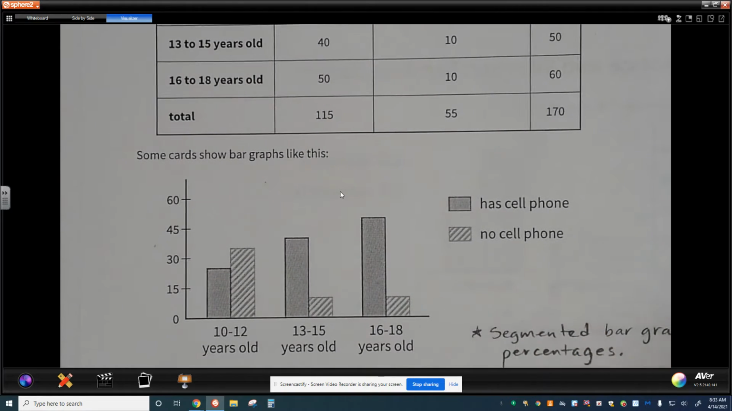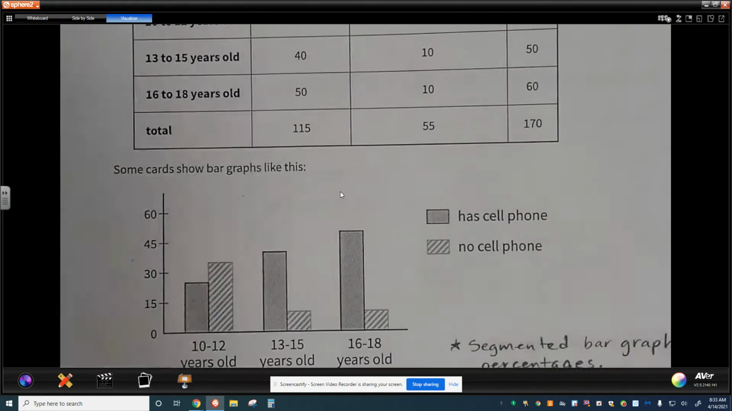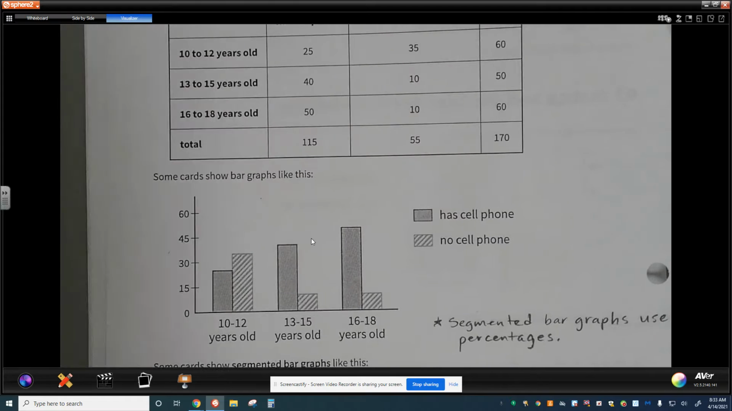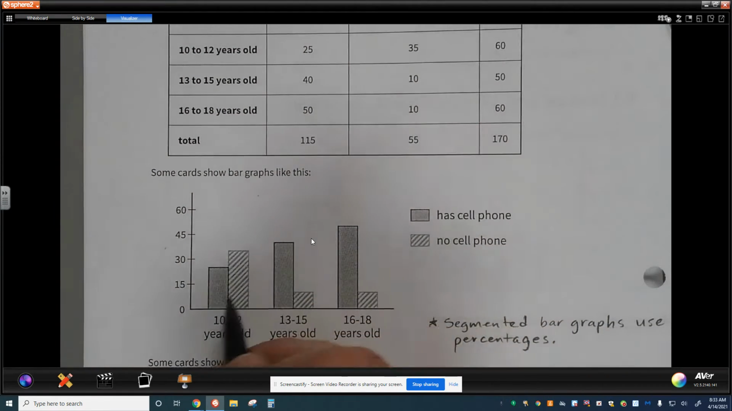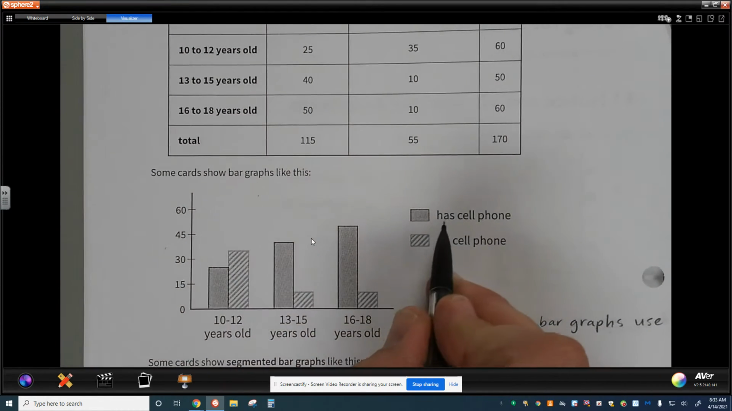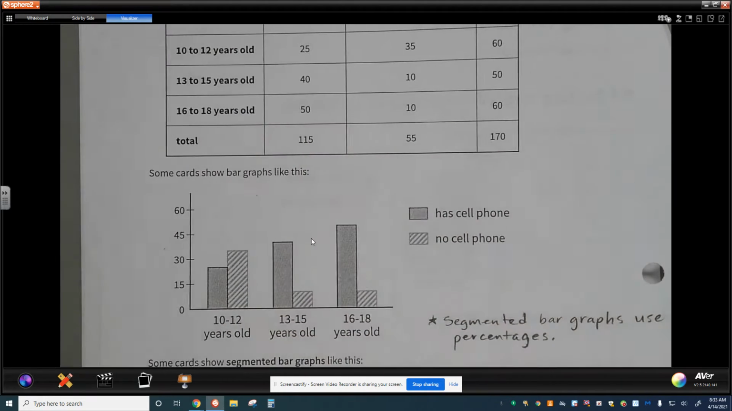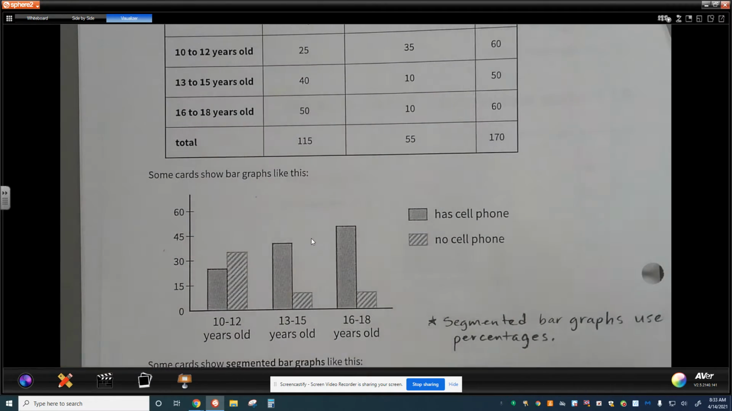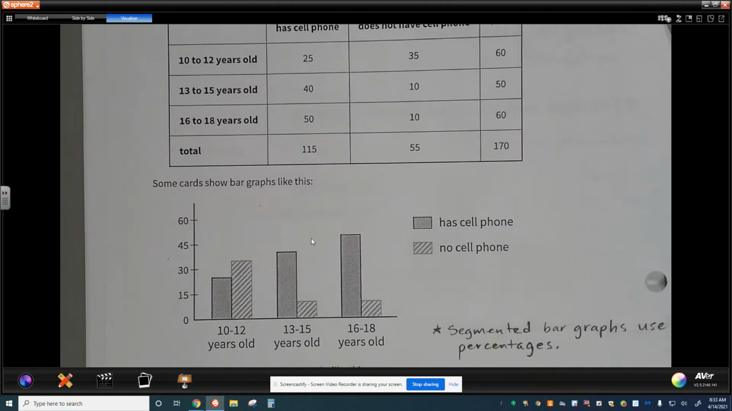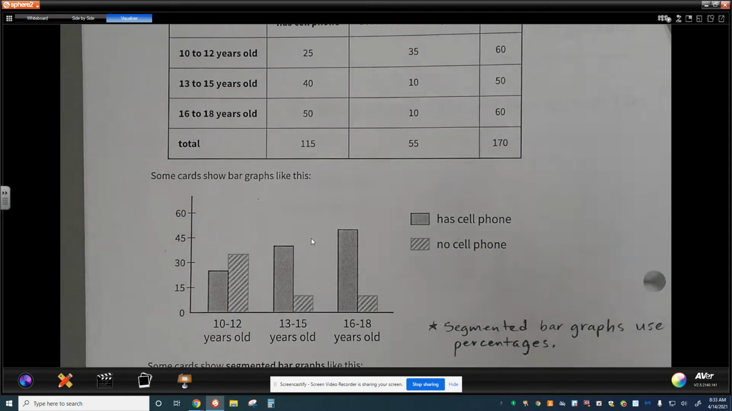I'll get to this part here in a second. But one of the cards would look like this first bar graph down here below. And what we see with this is that this darker color right here has cell phones and that the stripe side has no cell phones. And we might be wondering, well, how am I supposed to read this? I don't see a label here. I don't have a lot of information. But in reality, we do have a lot of information.